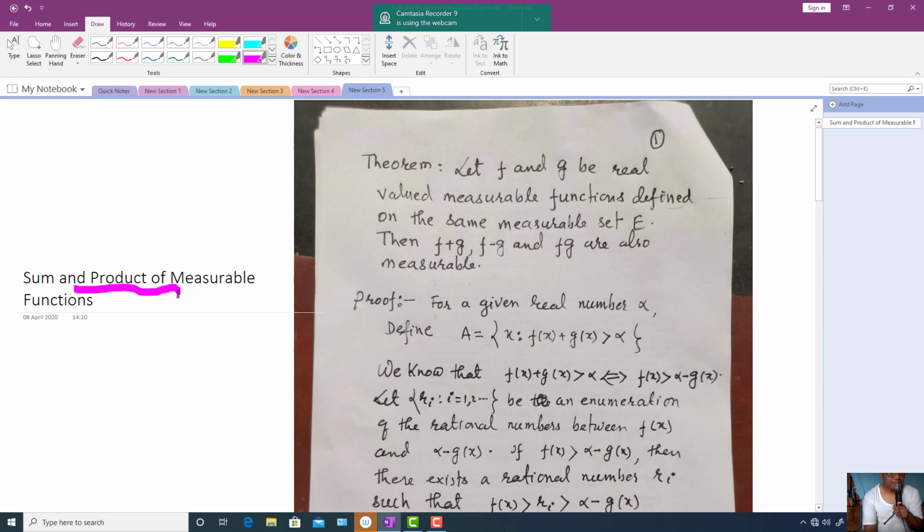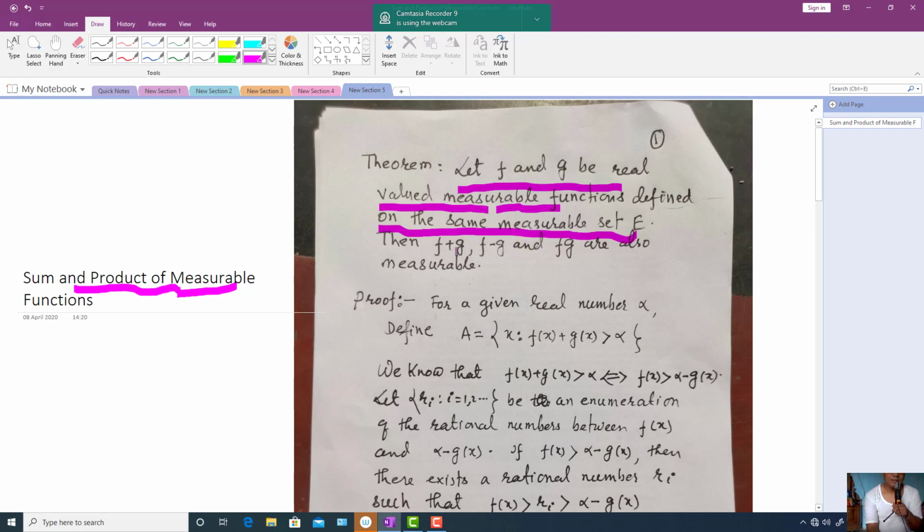So this is going to be done in a theorem, by establishing a theorem. The theorem is like this: let f and g be real valued measurable functions defined on the same measurable set E. E may be R, E may be any measurable set. The domain of definition of f and g is the same, E.